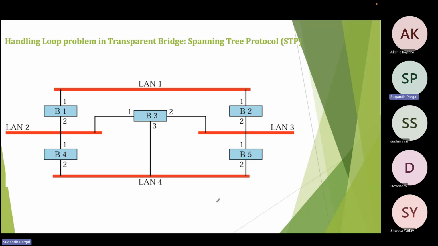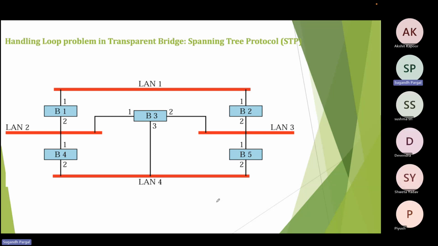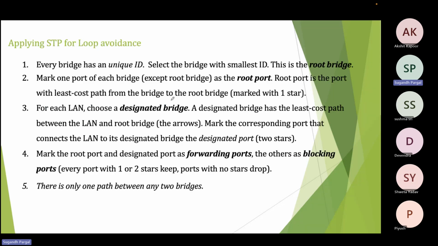So how to handle a loop problem in transparent bridge? We do this using a spanning tree protocol. I think all of you know the spanning tree. That is the tree in which there is no multiple directional route from one node to another, and also they follow the shortest route from one node to another. So they build up a spanning tree between the nodes through the bridges, and with the help of this spanning tree, they are able to handle the loop problem.